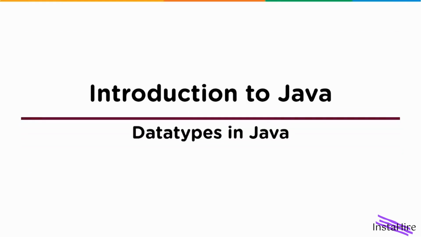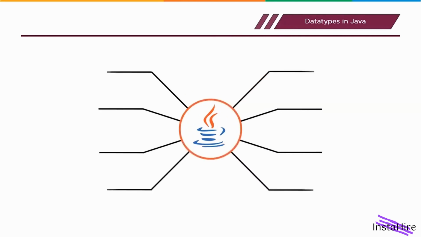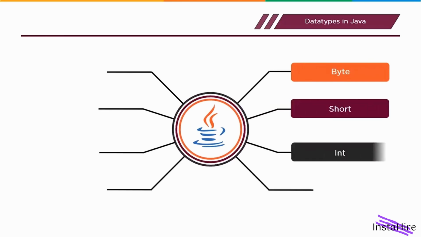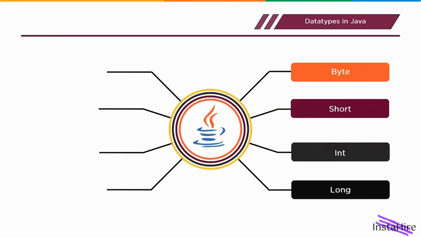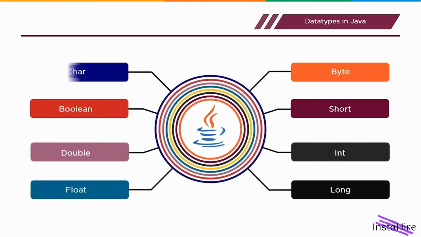Followed by that, the next subsegment in the introduction to Java is the data types in Java. The data types are the building blocks of any programming language. Java supports the following data types. The first is byte. Next we have short, followed by int. Right next to it we have long. On the other hand, we have char, Boolean, double, and finally float.